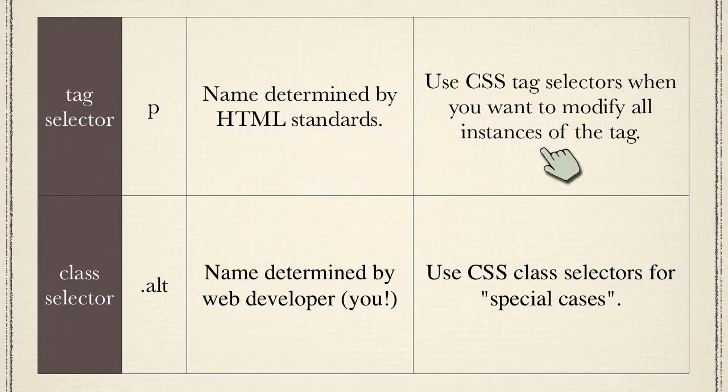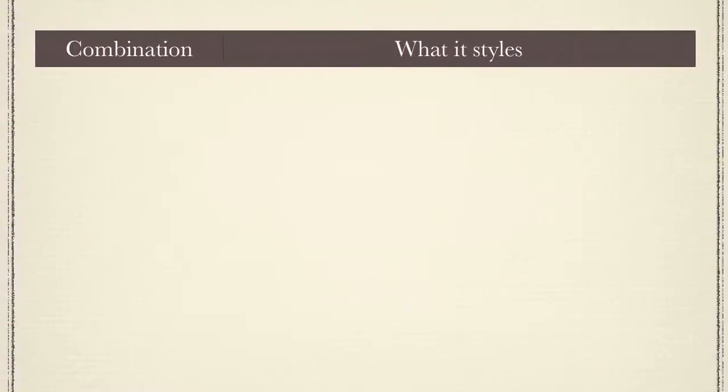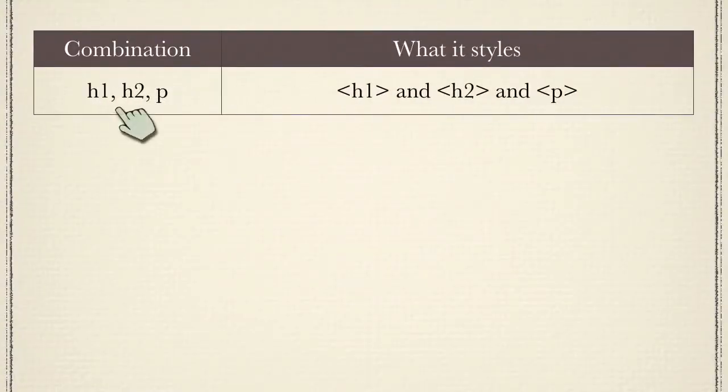The tag selector is used when you want to modify all instances of a specific tag, say all paragraphs. The class selector, in this case .alt, is used for special cases when you have that one special paragraph or a class of paragraphs, they might be on the same page or multiple pages, that you want to have a different look for. We can also combine these. So if we have a combination, such as h1, h2, p, this will style h1s and h2s and p's, paragraphs.